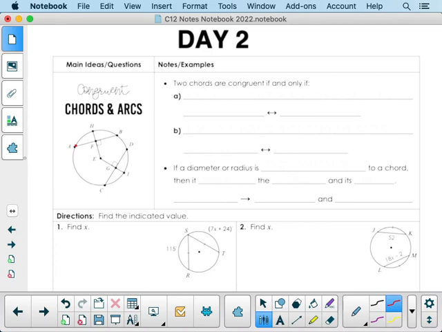So remember from vocab day 1, a chord has endpoints on the circle. So that's a chord right there, AB. AB is a chord, so is CD on that same picture.